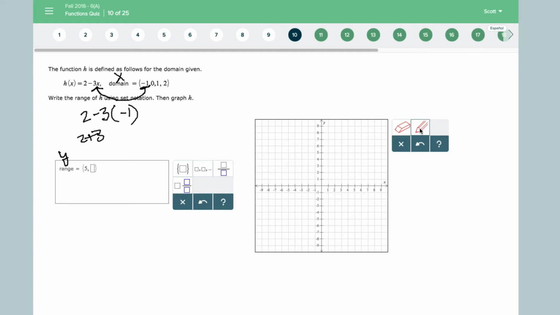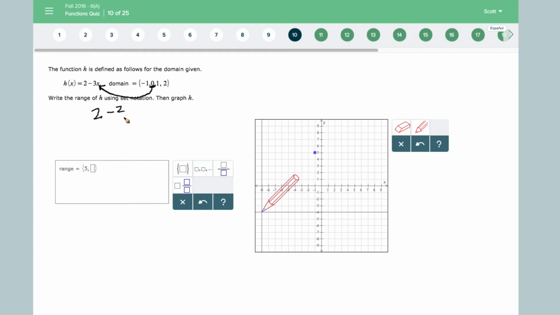And with that, I'm going to put a point over here too. When I plugged in -1, I got 5. So I'll put a dot right there. Now we're going to do the same thing, but this time we're going to do the 0. So here's my next x. Plug that in for x.